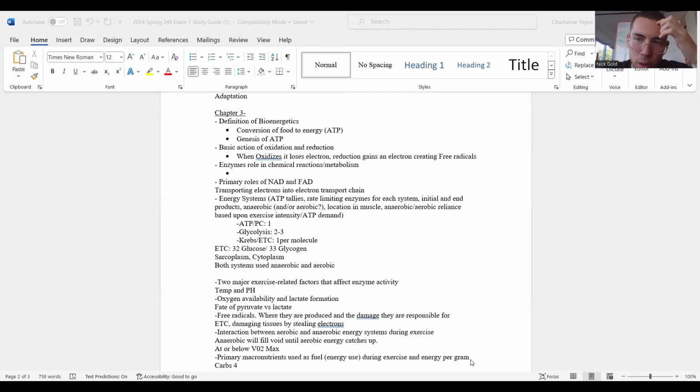One of the things you can do to make it easier to remember the enzymes, the stimulators or the inhibitors is this. For the ATP PC system, PC stands for phosphocreatine. The rate limiting enzyme for the PC system is creatine kinase. So it's in the name. I'll cover the stimulators and inhibitors in just a second.